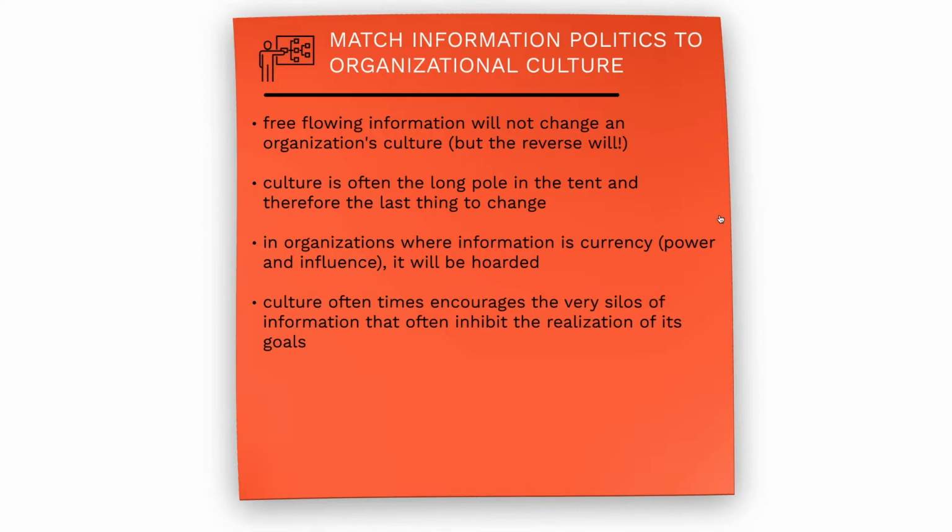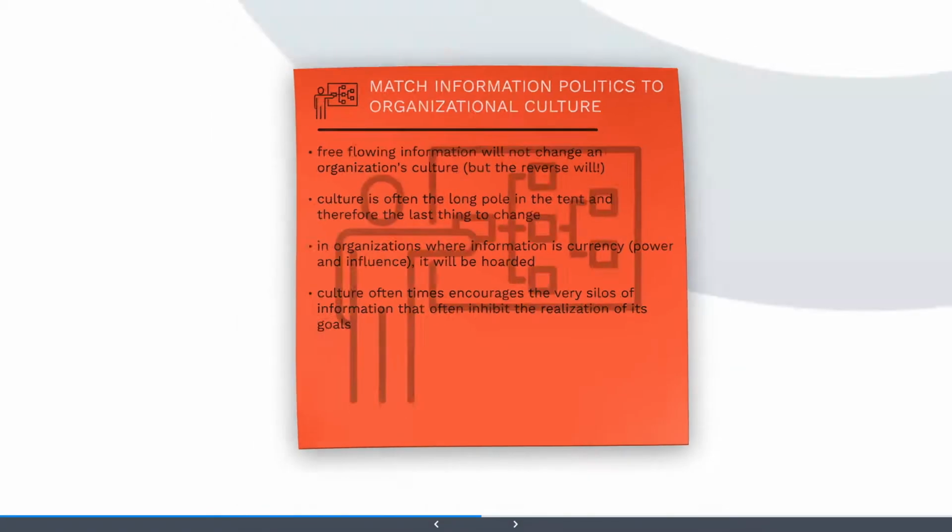Free-flowing information will not change an organization's culture, but in fact the reverse will. Assuming that changing the way information flows will have a meaningful impact on culture is a fallacy and should be avoided. Culture generally is the long pole in the tent and therefore the last thing to change, the most difficult thing to change. In essence, that's why we're all in this program here at Penn in Organizational Dynamics. In organizations where information is currency, power and influence, it will be hoarded. And culture oftentimes encourages the very silos of information that inhibit the realization of its stated goals, in a weird sense of irony.